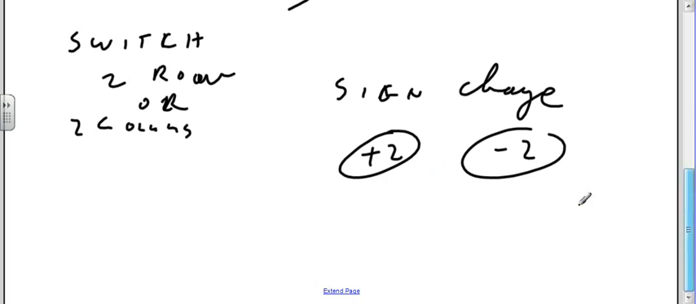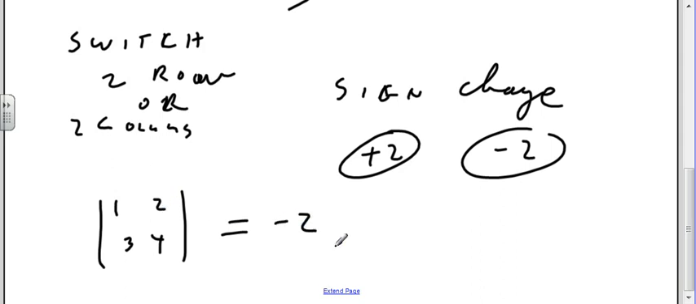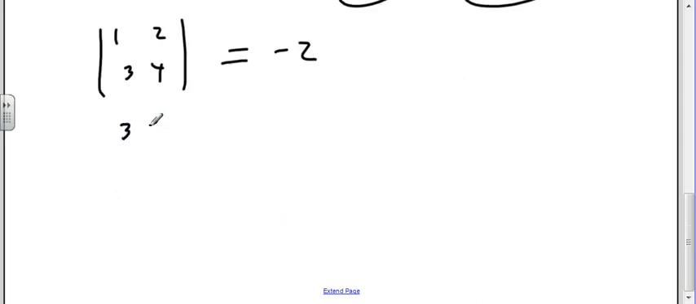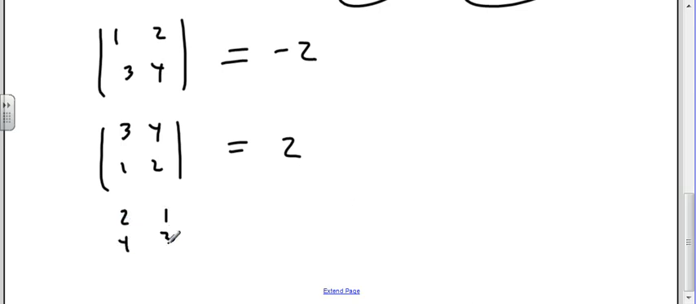All right, so let's try that. I got 1, 2, 3, 4. All right, so I got 4 minus 6, minus 2. And I'm going to change it to 4, 3, 1, 2. And now I got 6 minus 4 for a 2. Okay, if I go 2, 4, 1, 3, I'm going to have 6 minus 4 for a 2. So if I switch 2 rows, now why would I do that? I probably wouldn't, but if I did, that's what would happen.